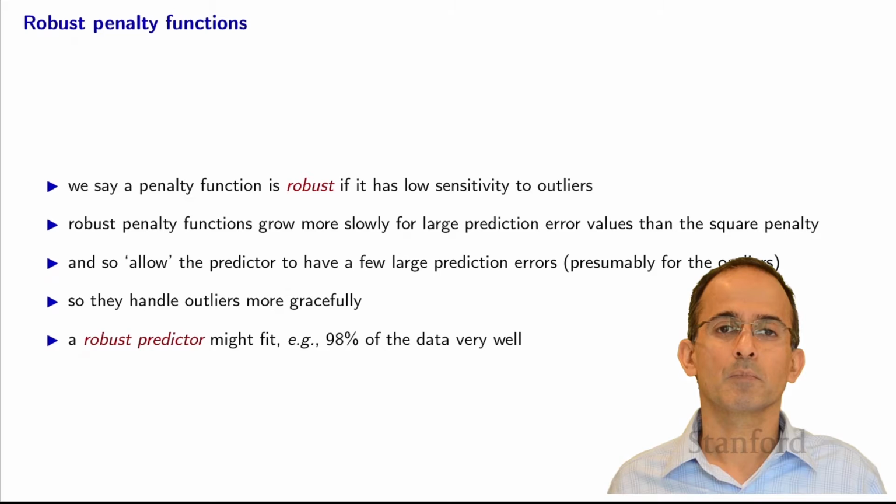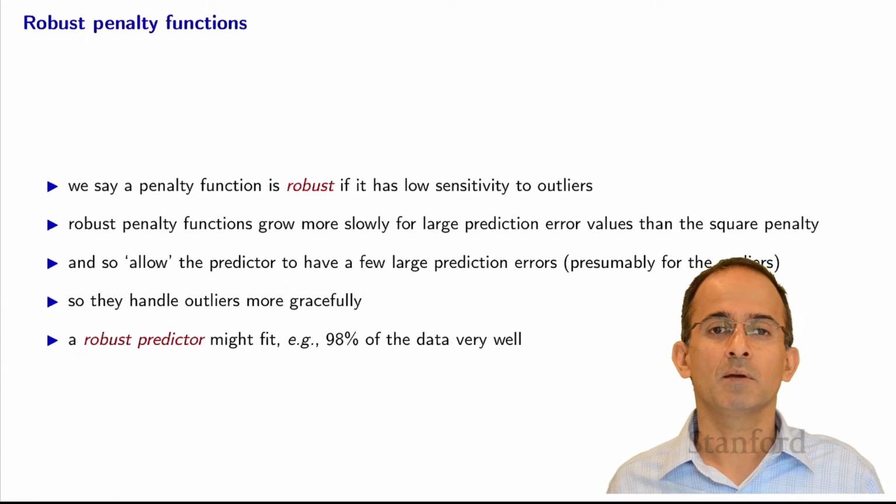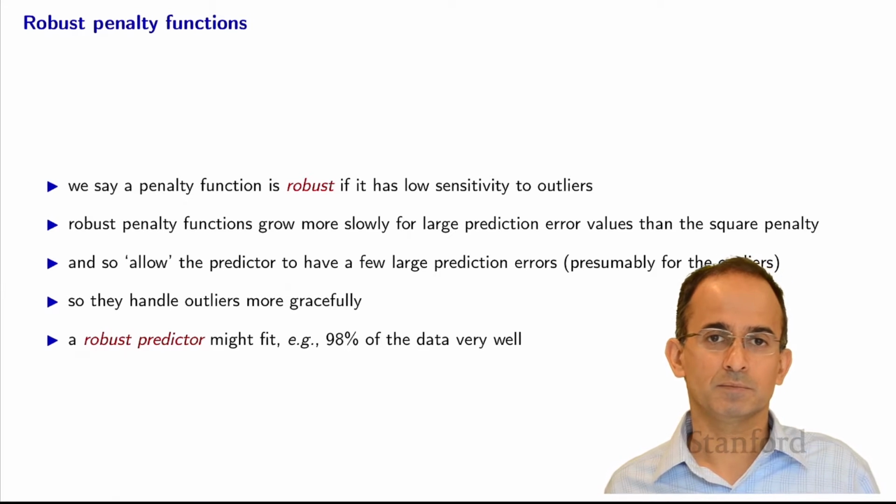So instead of the error, in other words, instead of the empirical risk being dominated by the loss at a few very large values of y, because the loss function doesn't grow so rapidly with y hat minus y, those aren't the values that dominate the empirical risk anymore. And we end up with a robust predictor that fits most of the data reasonably well.